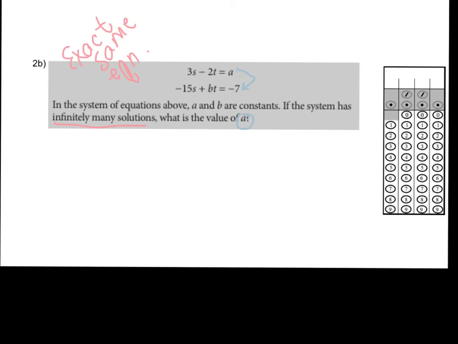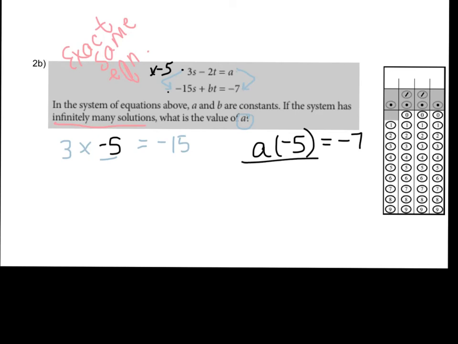So let's look at the other numbers. This 3 got multiplied by something and became a -15. Well, what do you multiply 3 by to get -15? 3 times what is -15? Well, -5 is the answer to that. So if you multiply by -5 to go from the top equation to the bottom equation, it must have meant that you took whatever A was and multiplied it by -5, and it equaled -7.